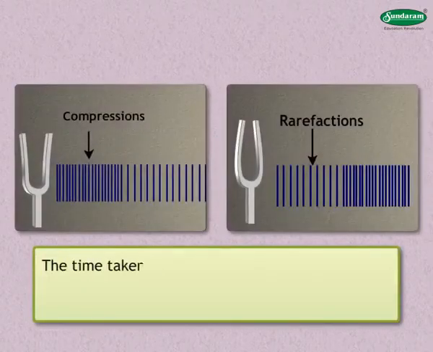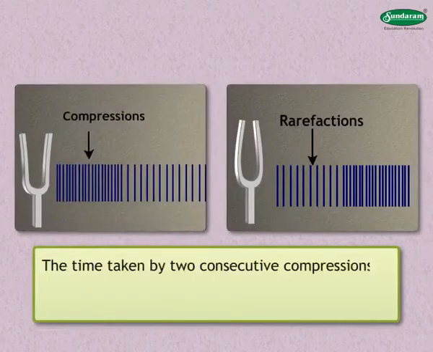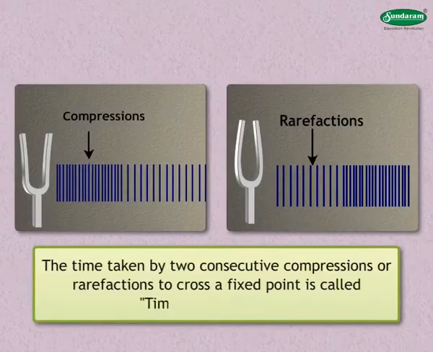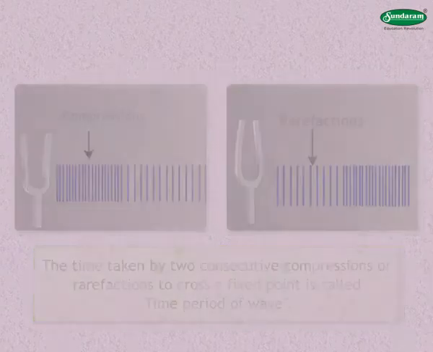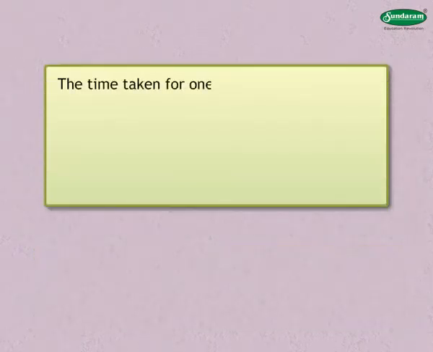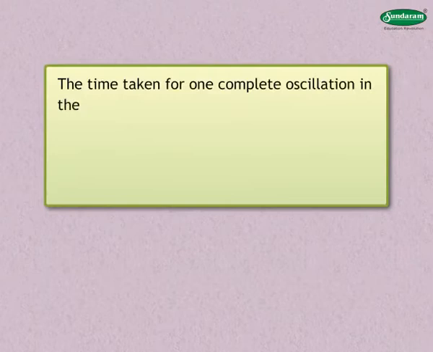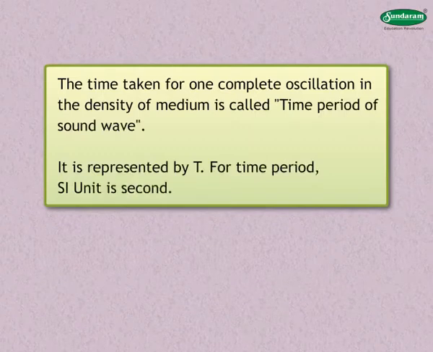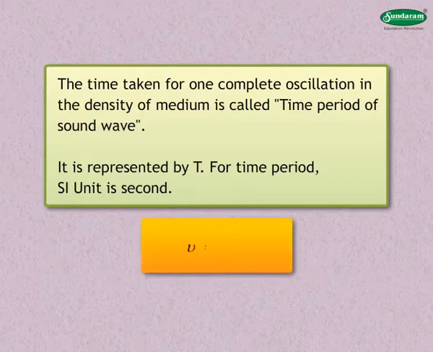The time taken by two consecutive compressions or rarefactions to cross a fixed point is called time period of wave. That is, the time taken for one complete oscillation in the density of medium is called time period of sound wave. It is represented by T. For time period, SI unit is second. Relation between frequency and period is nu is equal to 1 divided by T.